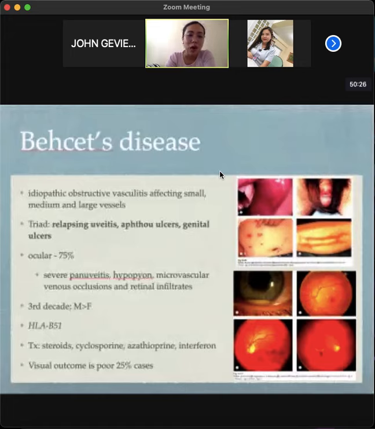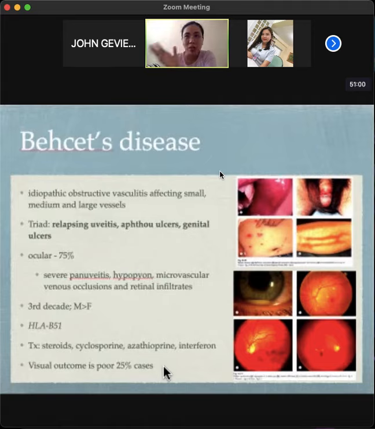So you should treat and follow them up very well, or refer them to the appropriate rheumatologists to prevent blindness. Unlike Reiter's, which is associated with HLA-B27, Behcet's is associated with HLA-B51.